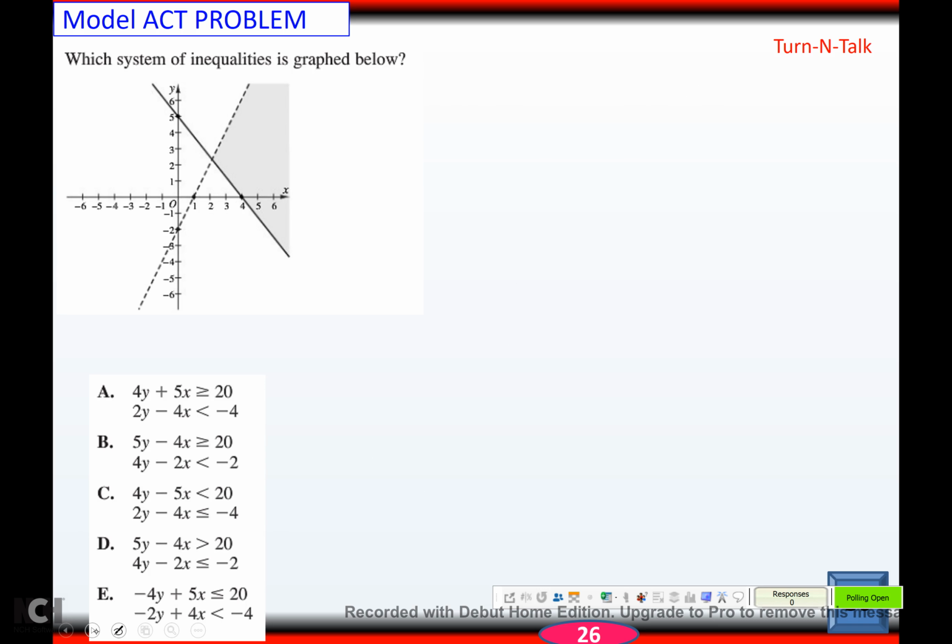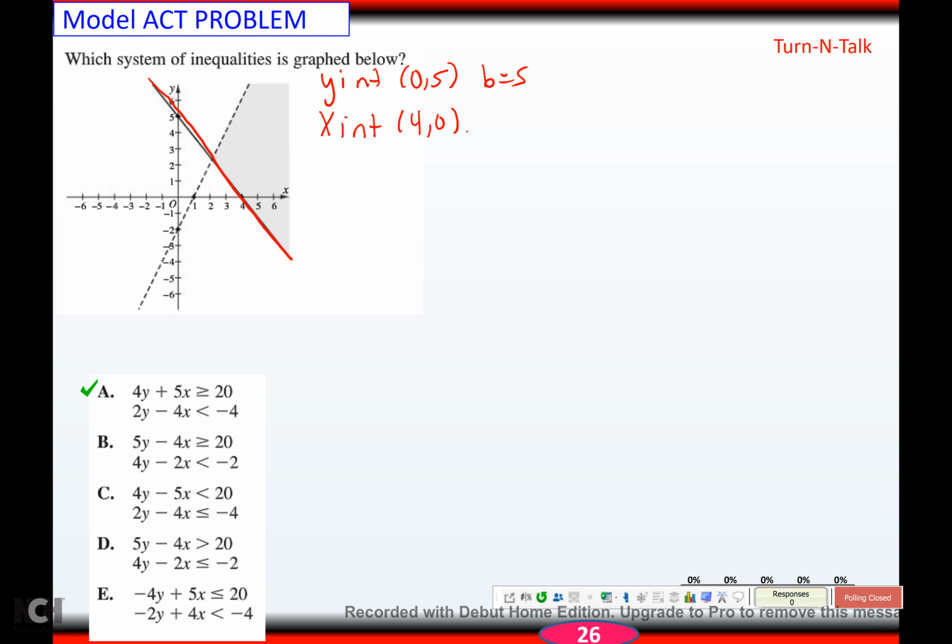And hopefully you got A. Alright, so what I did was, for my solid line here, I'll do that in red, I have a y-intercept of (0, 5), which makes b equal 5. I have an x-intercept of (4, 0). So I need a slope, which is going to be y2 minus y1 over x2 minus x1. That's going to be -5/4.